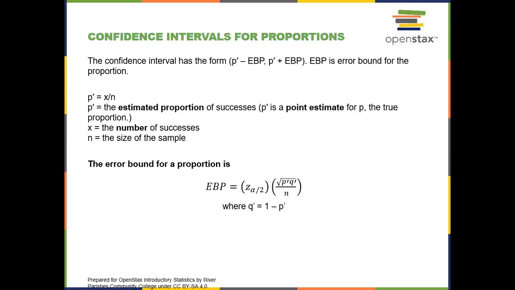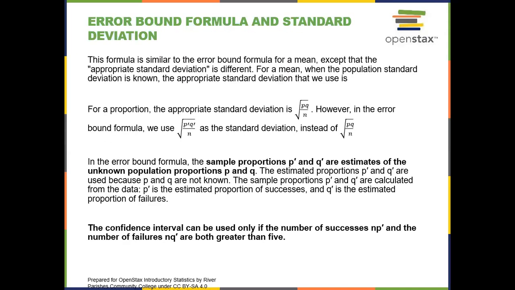So this is the formula for the error bound for the population proportion, and then you use the same as before. The formula is similar to the error bound formula for the mean, except that the appropriate standard deviation is different. So the standard deviation of binomial is square root of PQ over N.